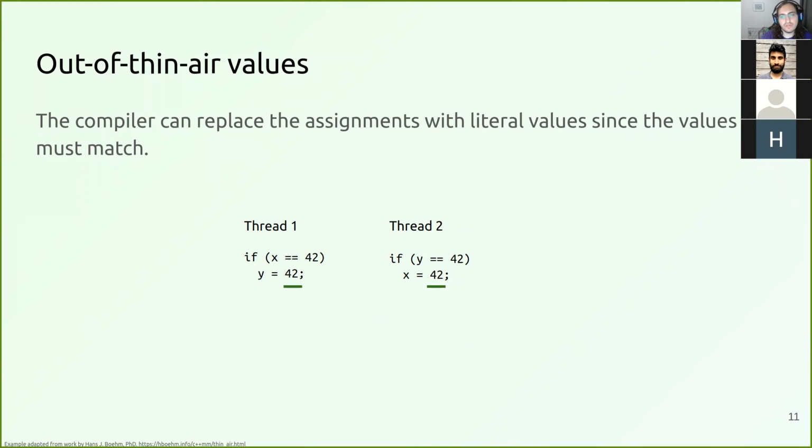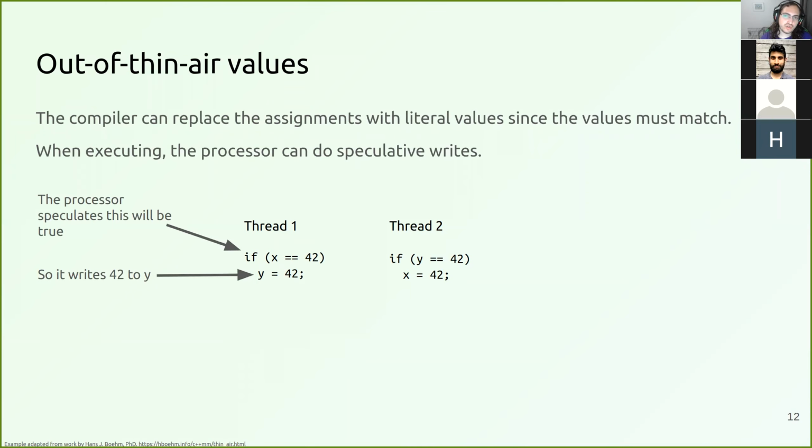Same on the other side. We checked y is equal to 42. We know that y is 42. So the compiler can go ahead and replace the variable y with 42. There are some situations where this might be more optimal to do, and compilers are allowed to do this.